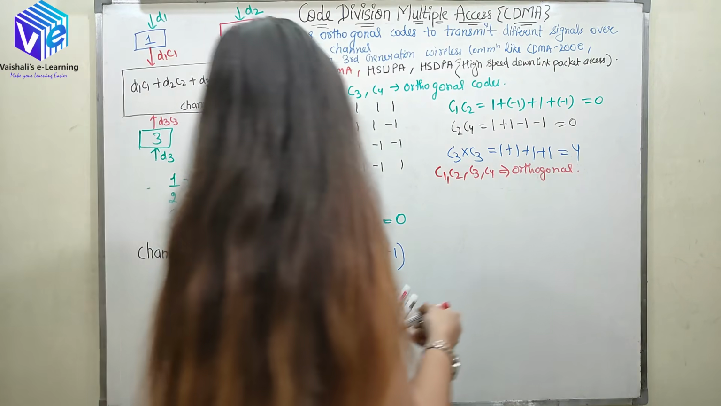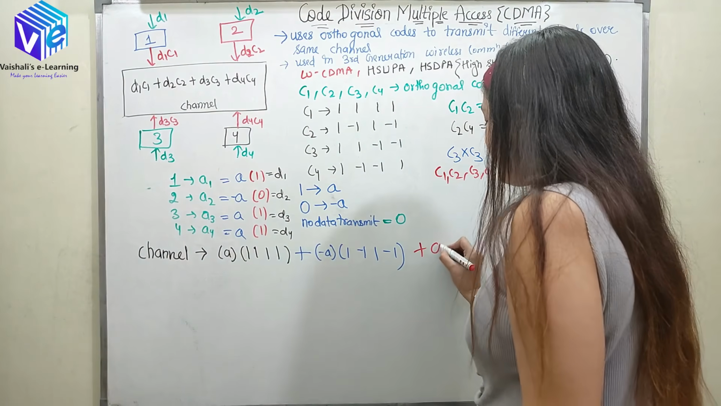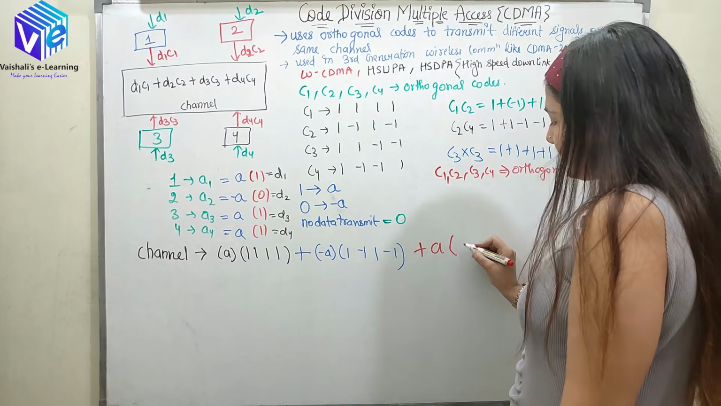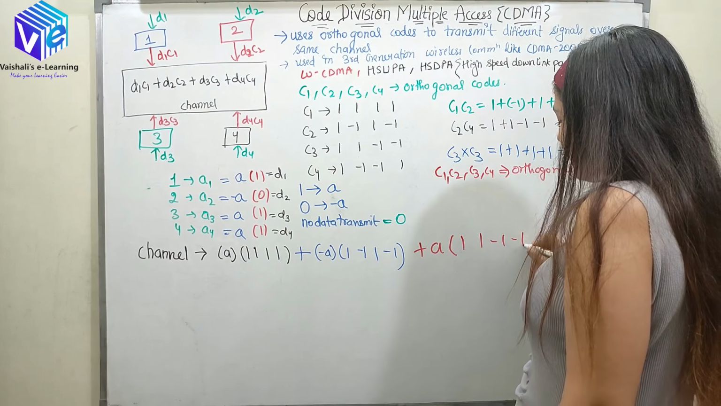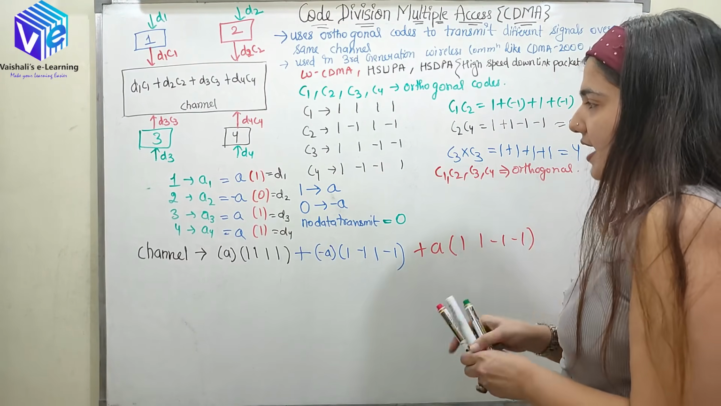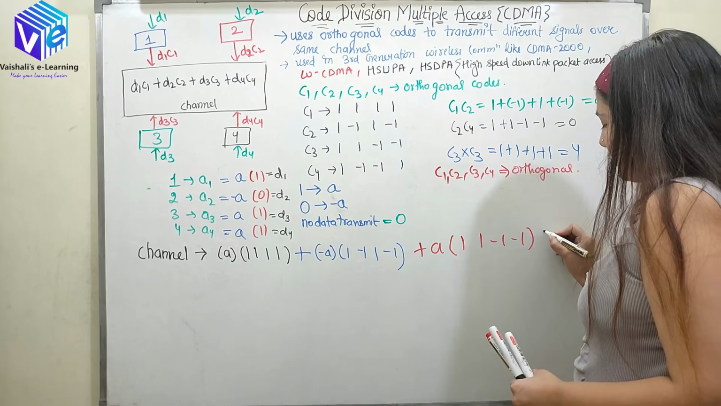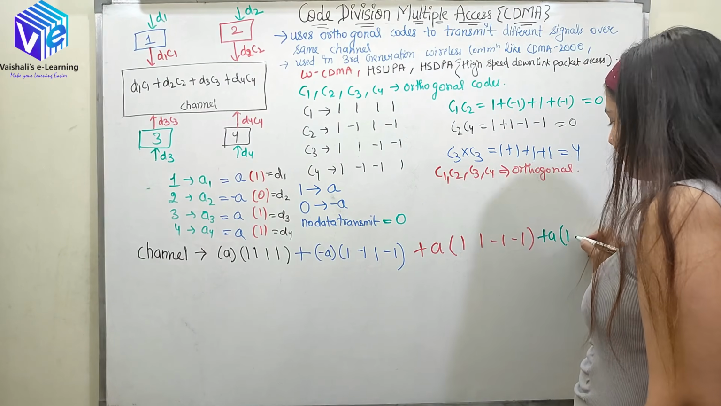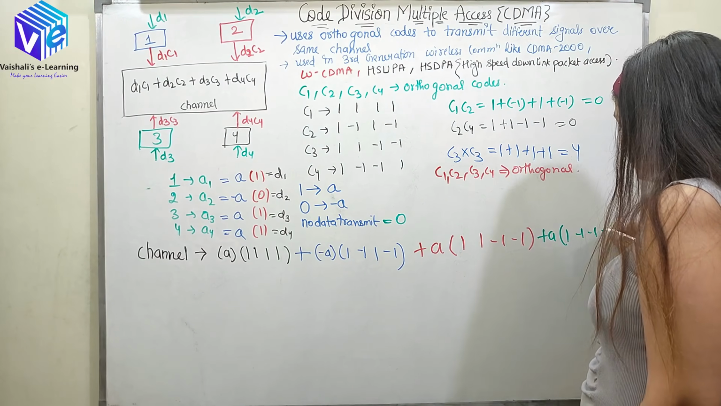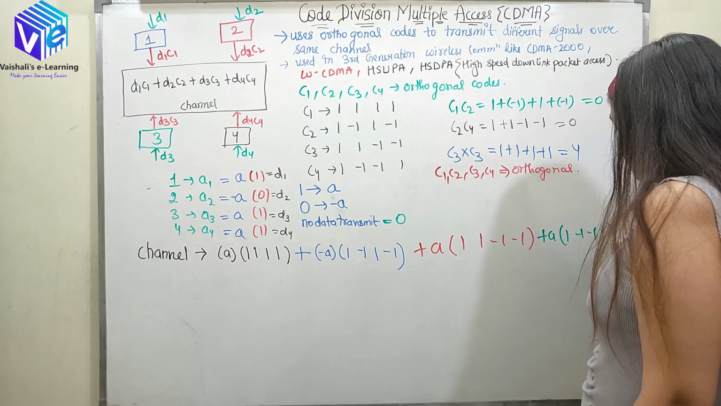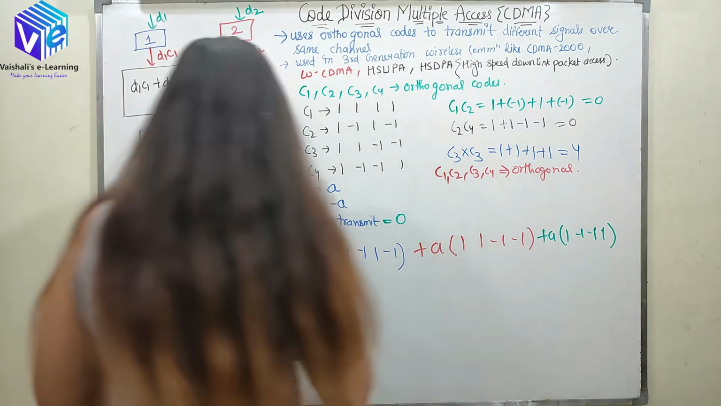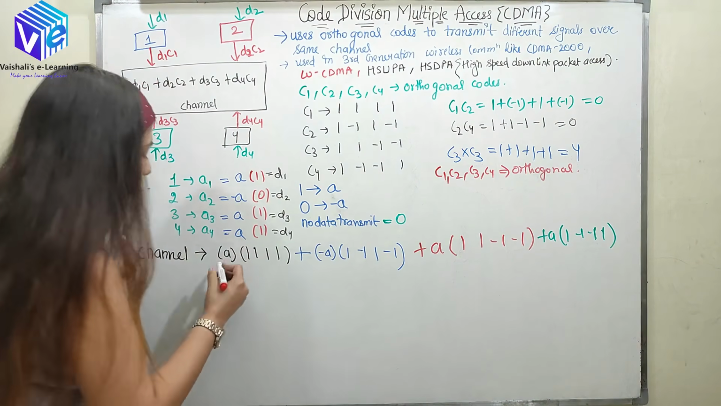Plus D3. D3 is again A, which is multiplied with C3: 1, 1, minus 1, minus 1. And data 4 is A, which is multiplied with C4: 1, minus 1, minus 1, 1. So now if I send this, what will I get?